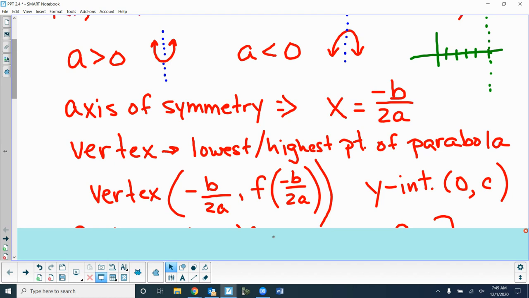Okay, so what we're going to do to find the vertex is take whatever we got for x equals for our axis of symmetry, substitute that number into the original function and figure out the answer, and that answer is the y value of the vertex.